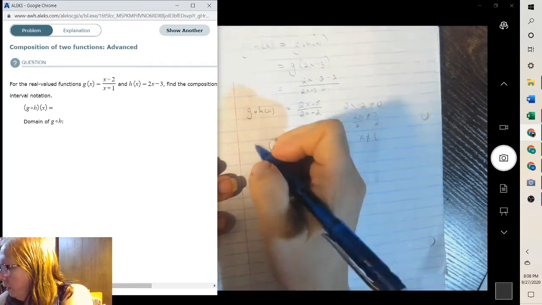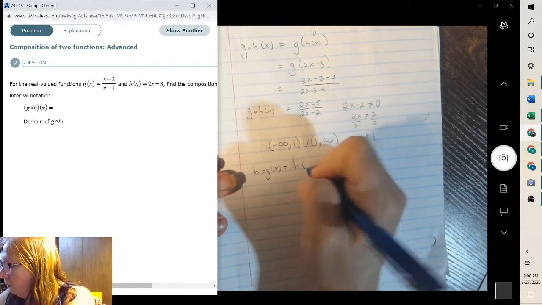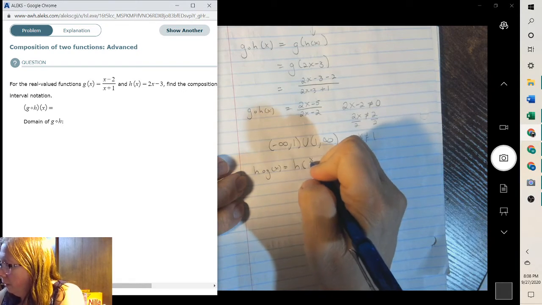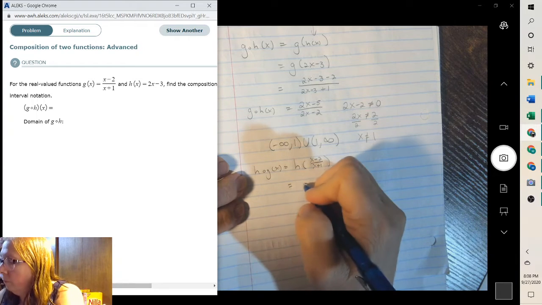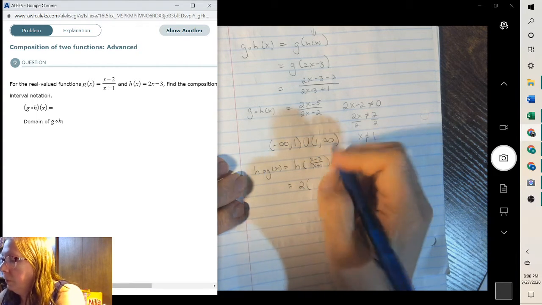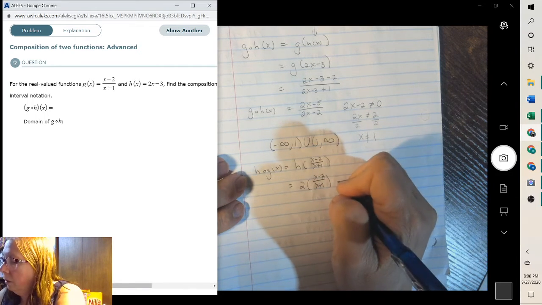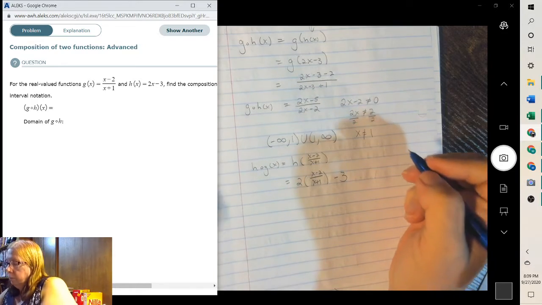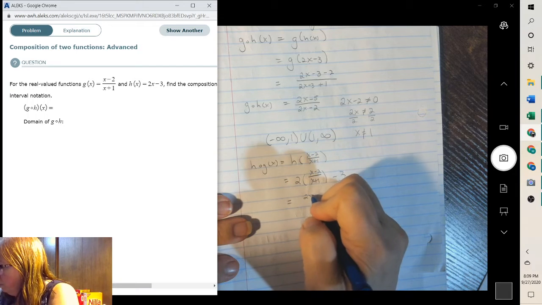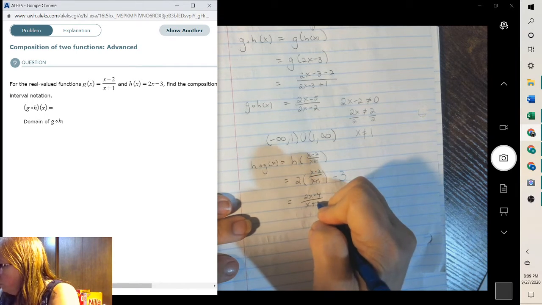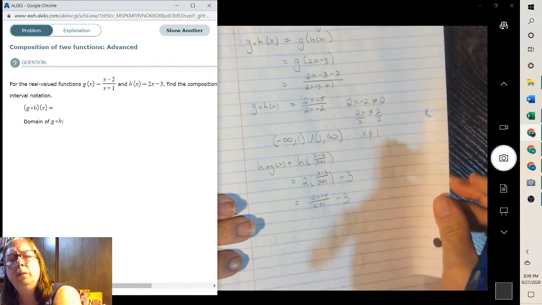If we go the other way, h of g of x, we're plugging in the first one, x minus 2 over x plus 1, which then is 2 times x minus 2 over x plus 1 minus 3. Which doesn't change it too much. You can multiply the 2 across the top, 2x minus 4 over x plus 1. But really, there's nothing else you could do.